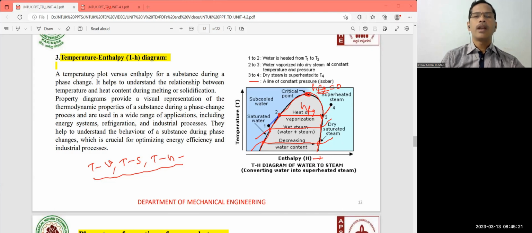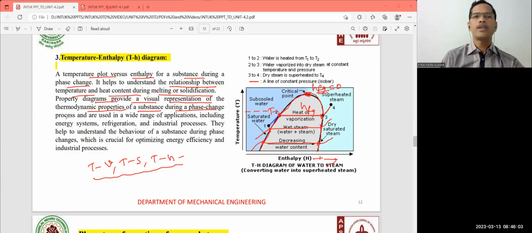So it is a temperature plot versus enthalpy for a substance during the phase change. It helps to understand the relationship between the temperature, that is the T, and the heat content during the melting or solidification. So this is the heat content, that is enthalpy. Property diagrams provide a visual representation of the thermodynamic properties. That means what is the value of hf, what is the value of vg, what is the value of sfg.